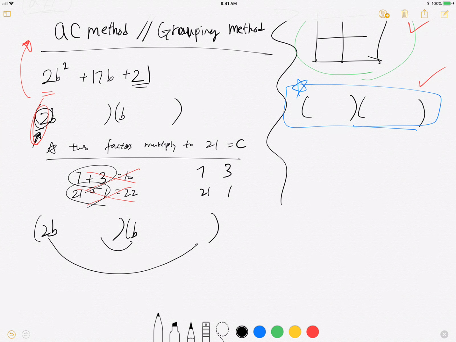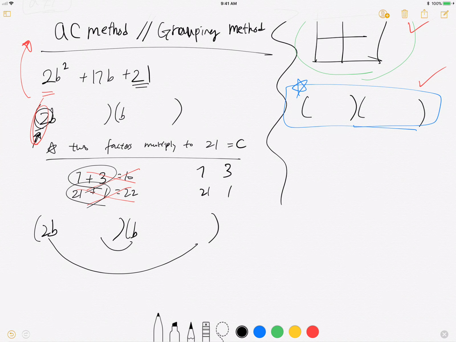So here, the reason why we don't want to group 2b squared plus 3b together is that, yes, you can try it, but eventually at the end it's not going to work out. And here's what I mean. Between 2b squared and 3b, the only thing you can really factor out is b. So after that, I factor out the b.